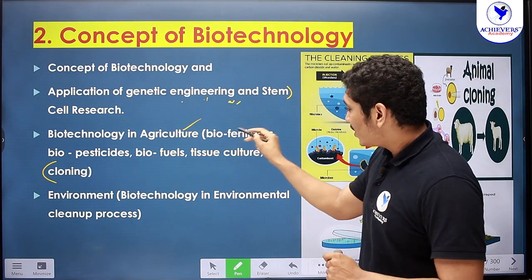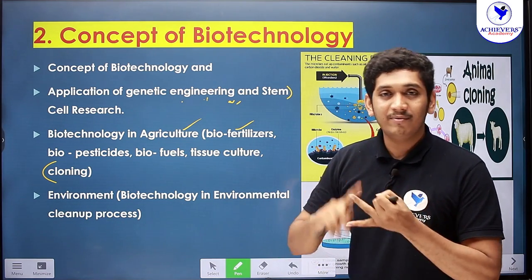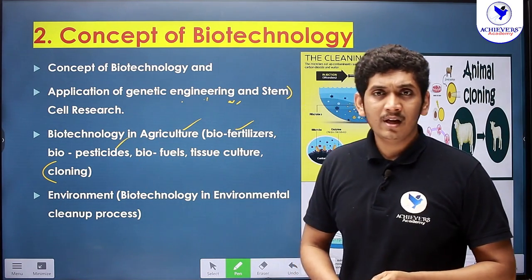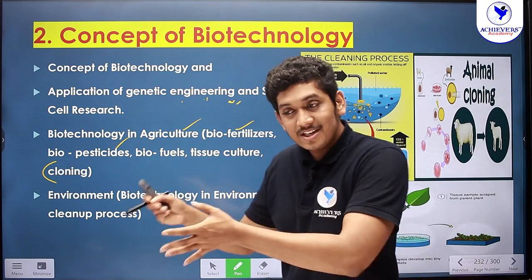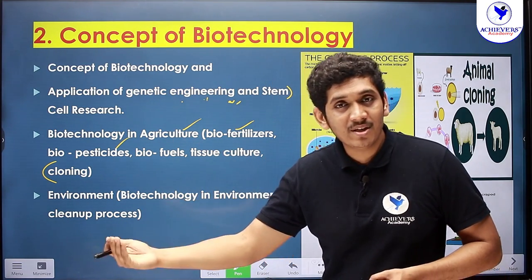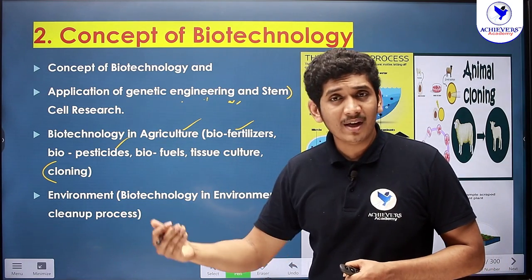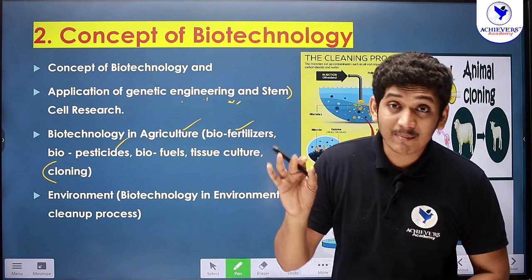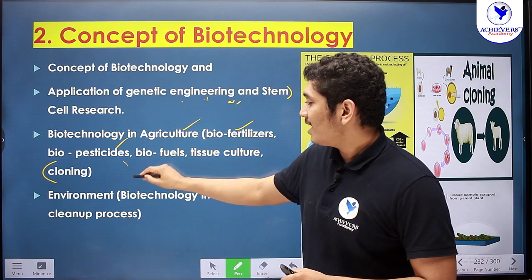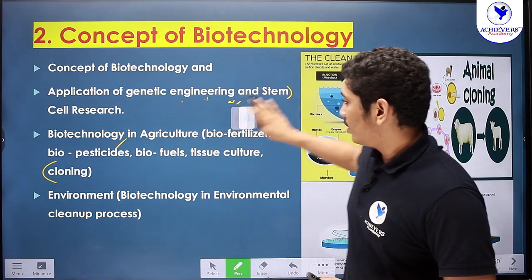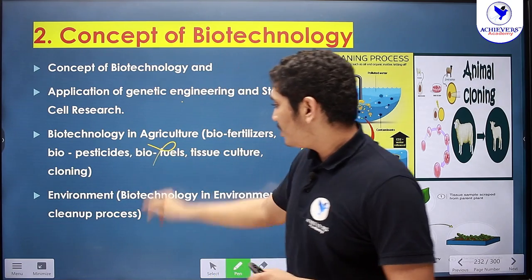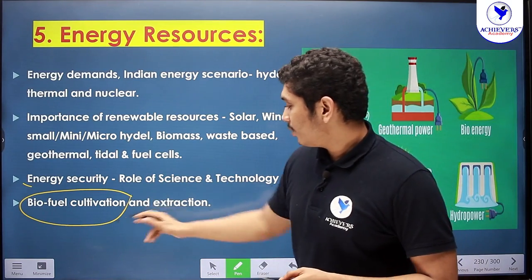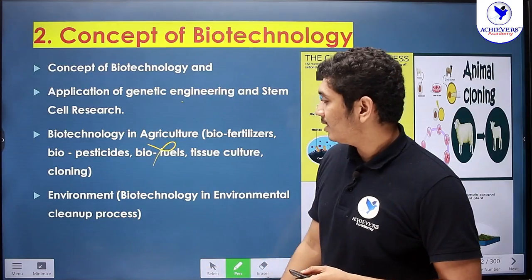Next, biotechnology in agriculture. That is, how do you create biofertilizers from bacteria, fungi or parasites? We'll also learn what biopesticides are, how they work, and what diseases they can cure. Fungal based biopesticides, and microbial based, basically fungal based and bacterial based biofertilizers, will all be dealt with. Sometimes I'll also teach you virus based biofertilizers. No biofuels will be dealt with here. Whole of biofuel will be dealt with in the fifth unit, including biofuel cultivation and extraction.